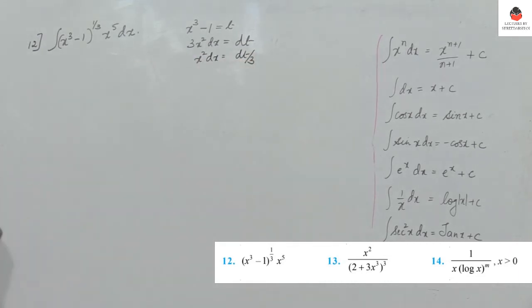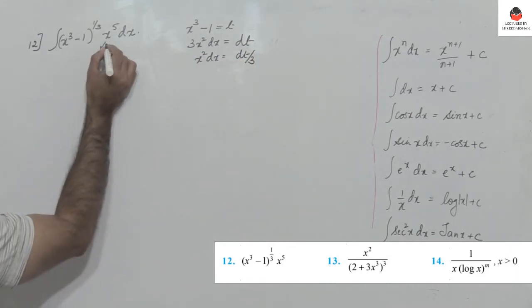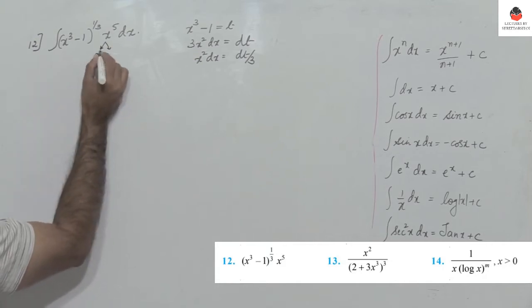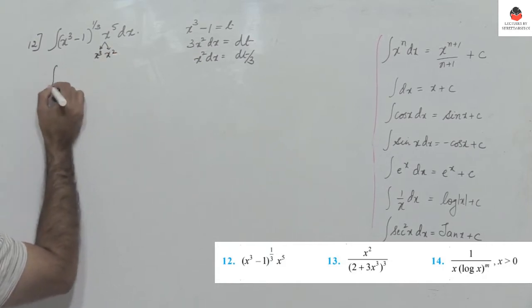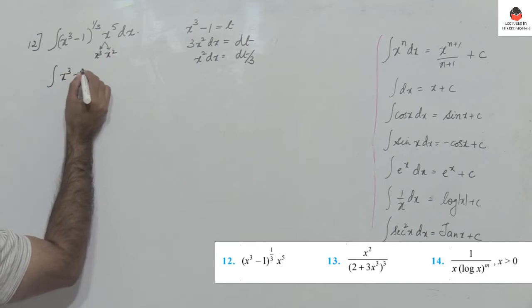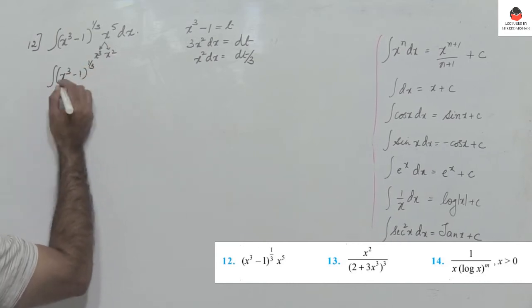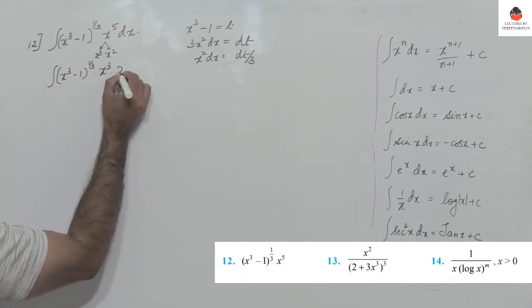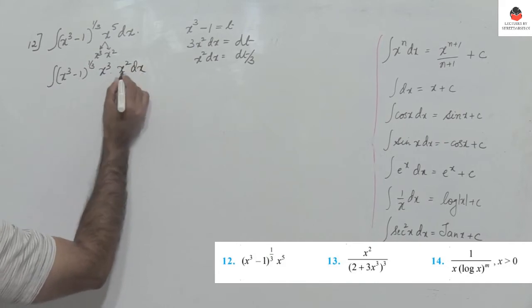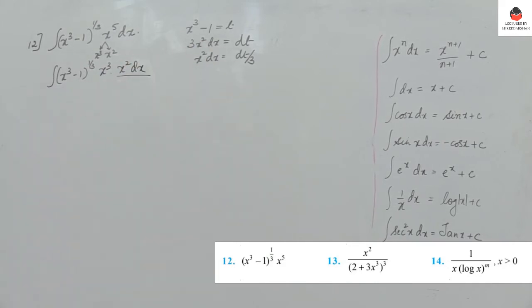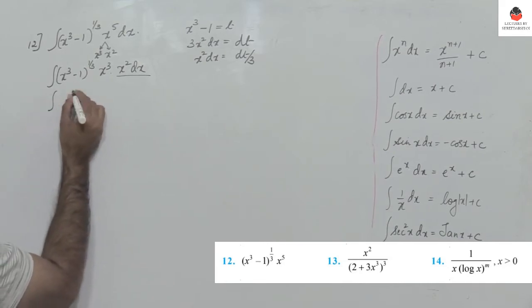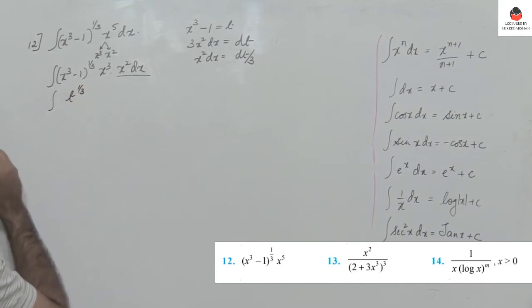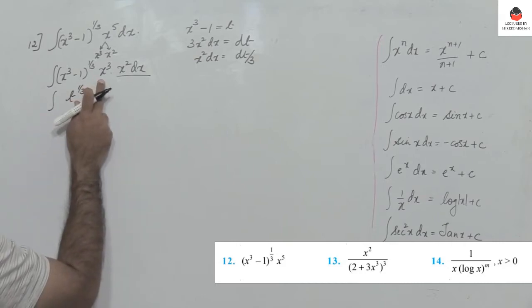So I have x square dx, but I have x power 5. So x power 5 can be written as x cube into x square. So I have integral x cube minus 1 whole power 1 by 3, x cube into x square dx. So x square dx you substitute as dt by 3. So you have integral t power 1 by 3, right? And what is x cube?